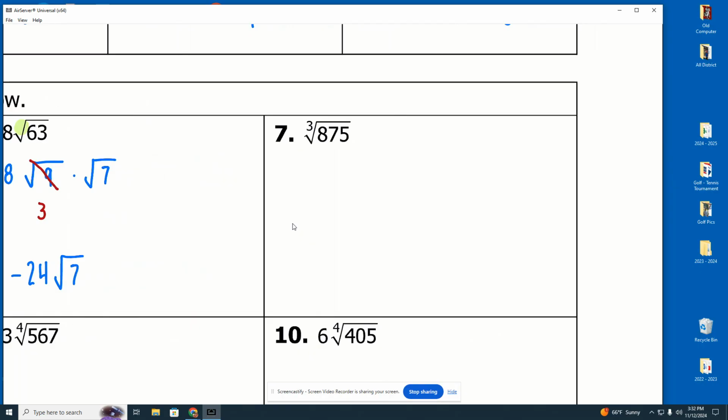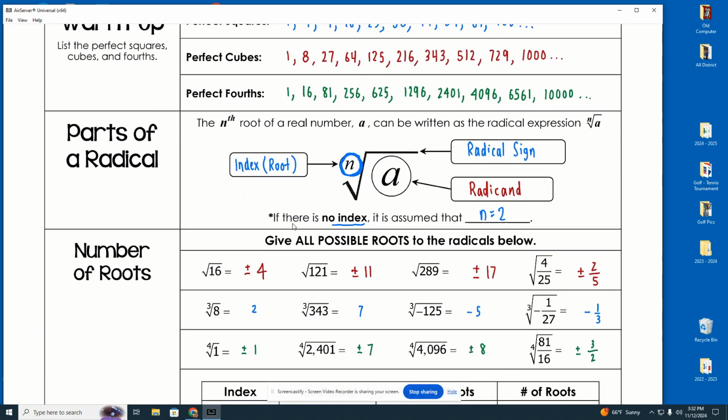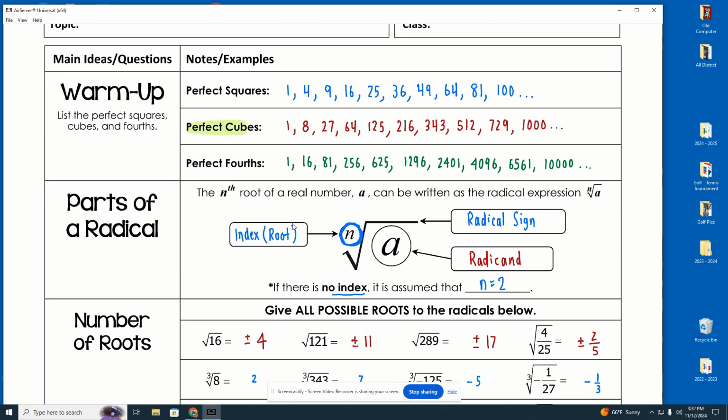Okay, cube roots. Again, look, you can see it. It's got a cube right there. Cube root. So the only difference is I'm now focused on my list of perfect cubes. Okay, I'm looking right here now. I'm not looking at perfect squares anymore. Okay, now 875 is definitely not on it.